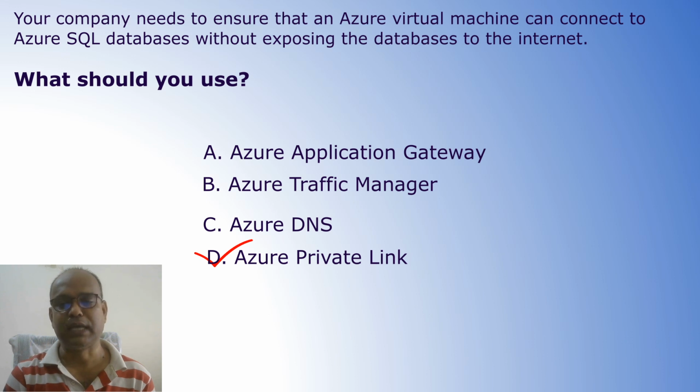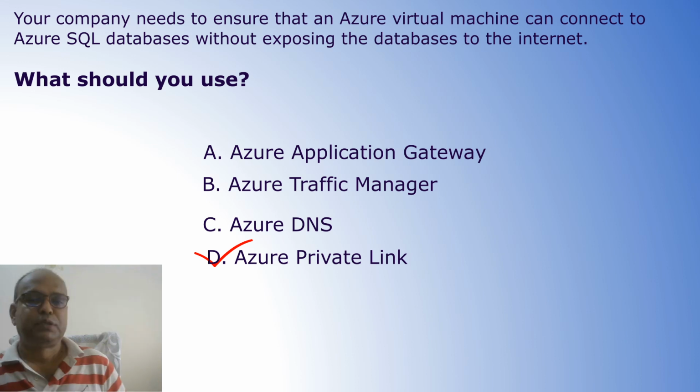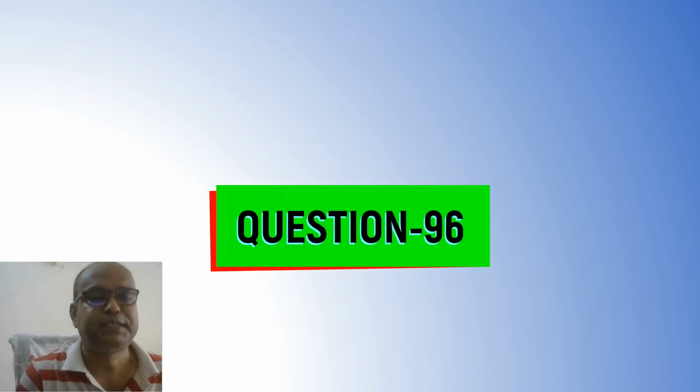We know that Azure Private Link enables access to Azure PaaS services such as Azure Storage and SQL Database, and Azure hosted customer-owned or partner services, over a private endpoint in the virtual network. Traffic between the virtual network and the service travels the Microsoft backbone network. Exposing the service to the public internet is no longer necessary. Next question, question number 96.